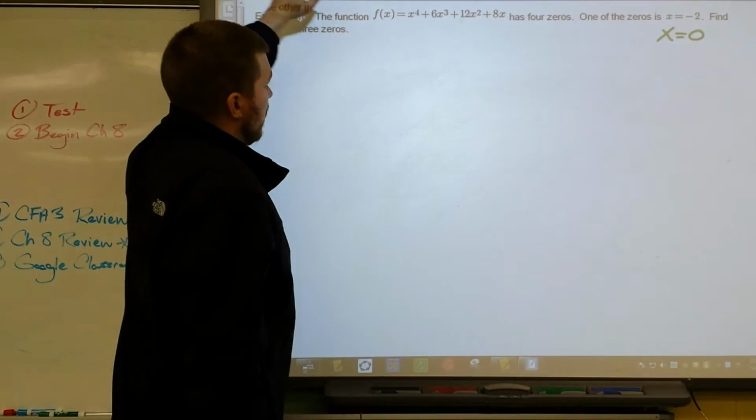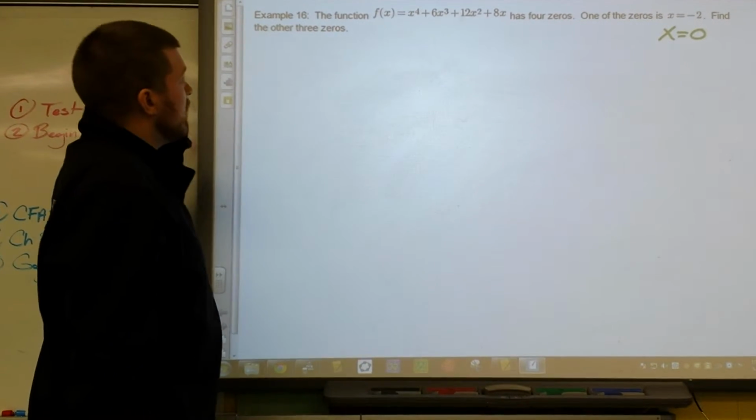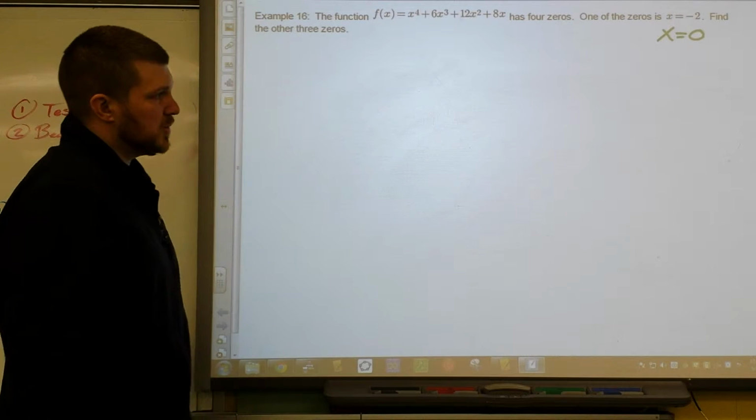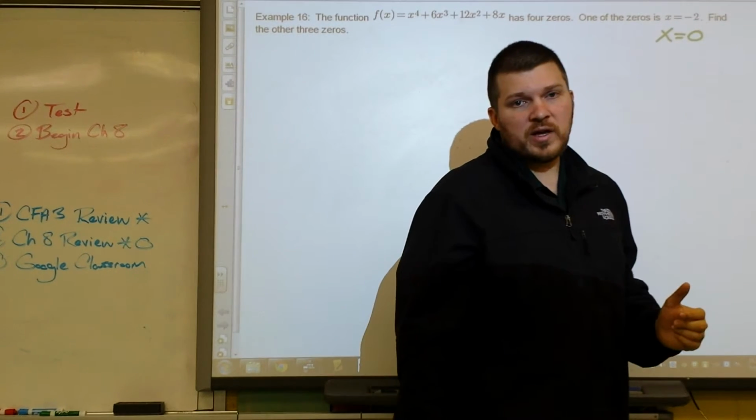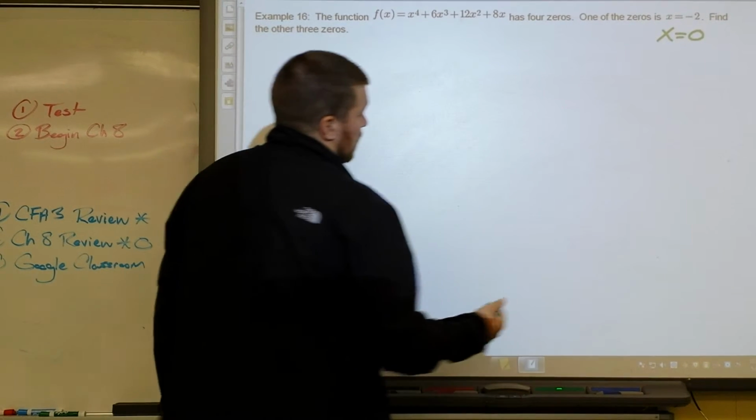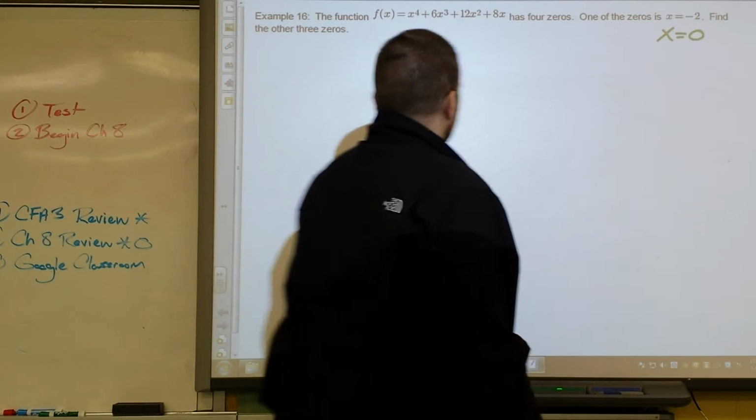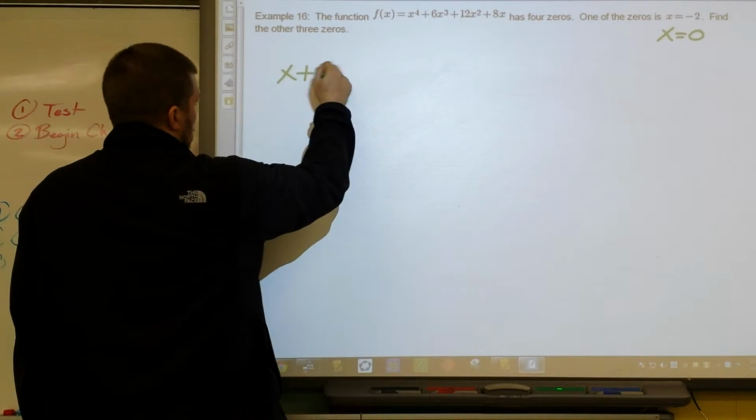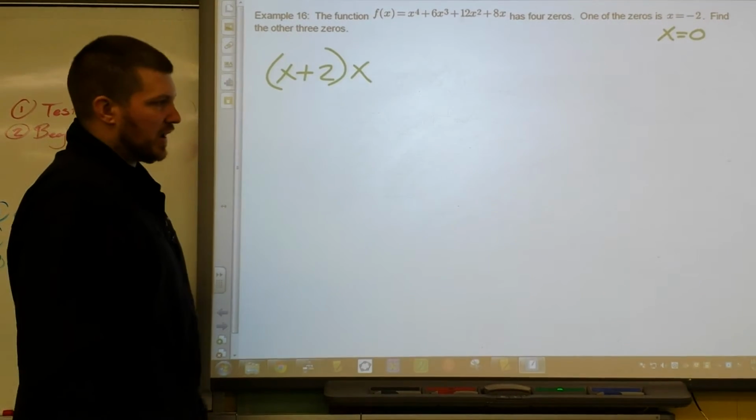All right, so now by graphing, I have 2 of the zeros out of the 4 total zeros I'm supposed to find. Now, since I have two zeros, instead of synthetic division, I'm going to go on and do long division. But first, I'm going to set this up. Since x equals negative 2 is a zero, I know that x plus 2 is a factor. Also, x is a factor.